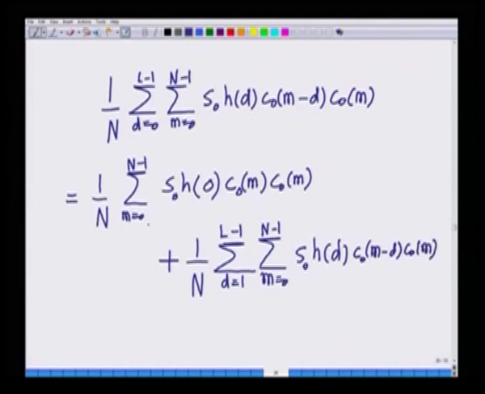Now, look at the first term. In the first term I have C0 of m times C0 of m, that is C0 of m square. Each chip is plus or minus 1, hence C0 square is 1, so this is simply summation S0 h of 0 over m equals 0 to n minus 1 of 1, which is n. So, n over n, that is 1, hence this term is nothing but S0 into h of 0.